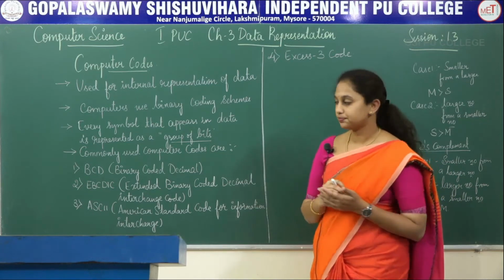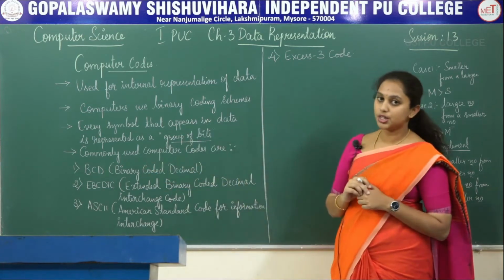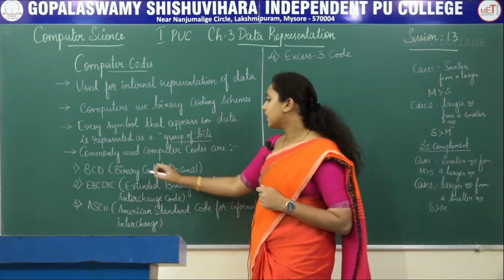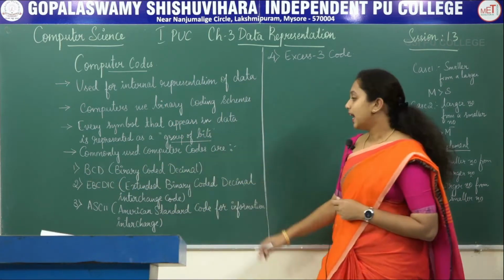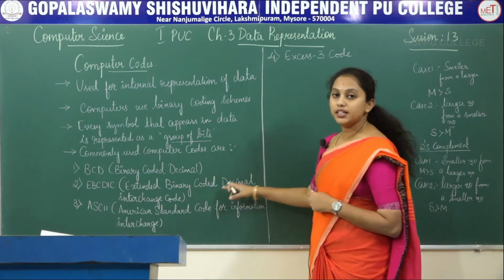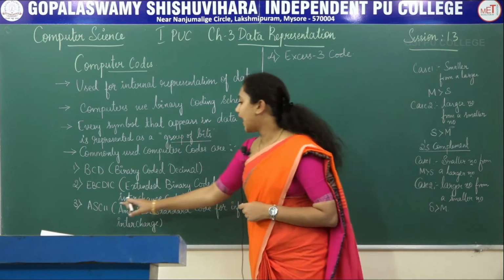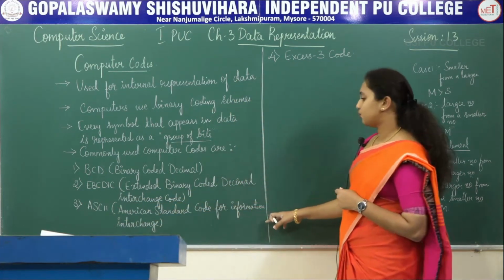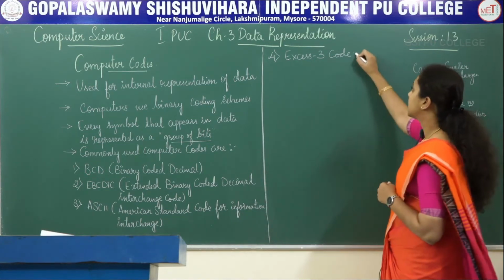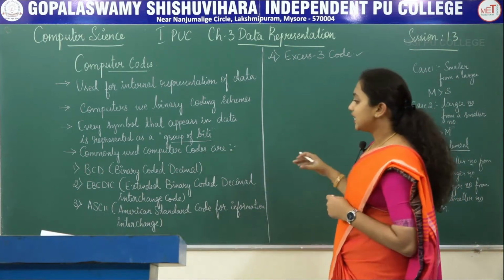There are 4 commonly used computer codes. The first one is BCD, which stands for binary coded decimal. The second one is EBCDIC, which is extended binary coded decimal interchange code. The third one is ASCII, the American Standard Code for Information Interchange. And the fourth one is XS3 code. Now let's see them one by one.